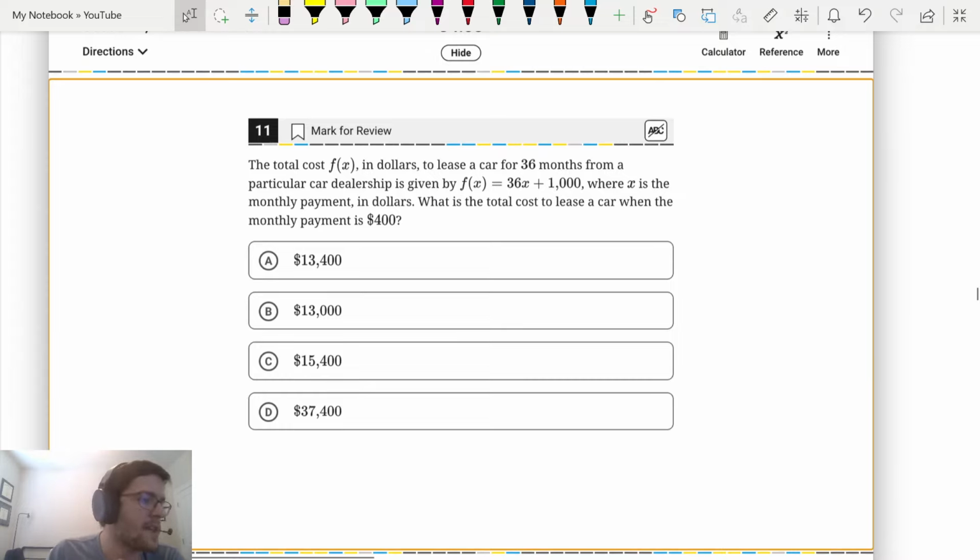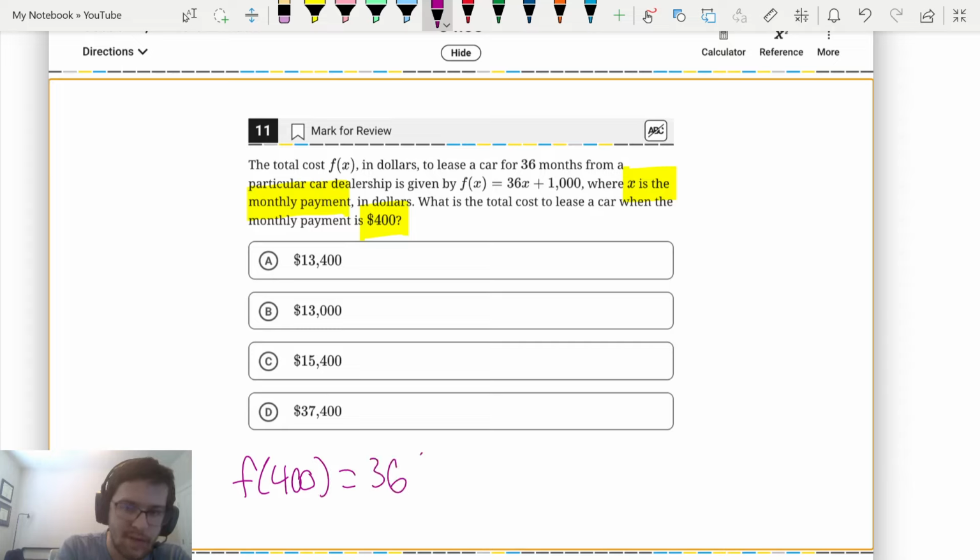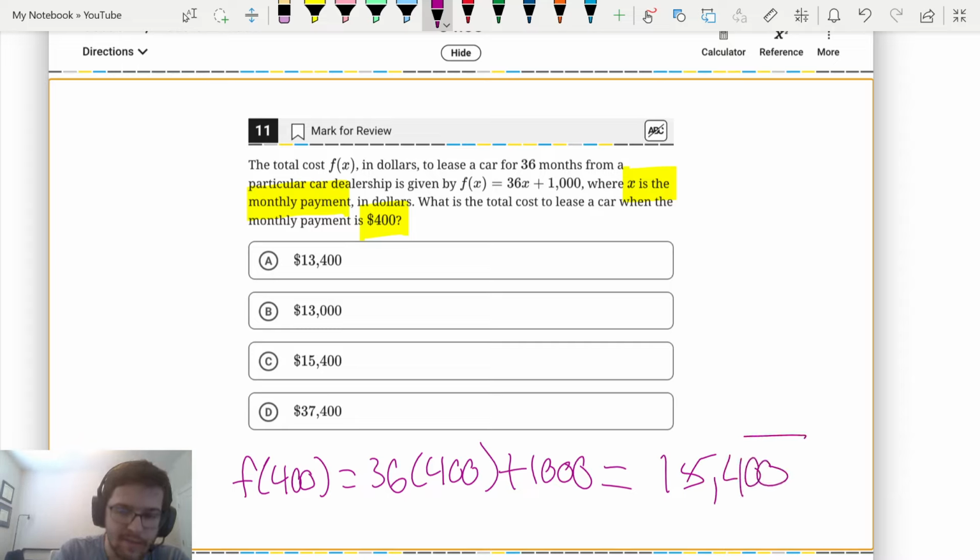All right, let's look at 11. It says the monthly payment is 400, and it says X is the monthly payment. So that means X is 400. So it wants us to find F of 400. So I just plug in 400. Pretty much exactly the same as the last question, just with a word problem. You type it in your calculator, and you get 15,400. That's it.